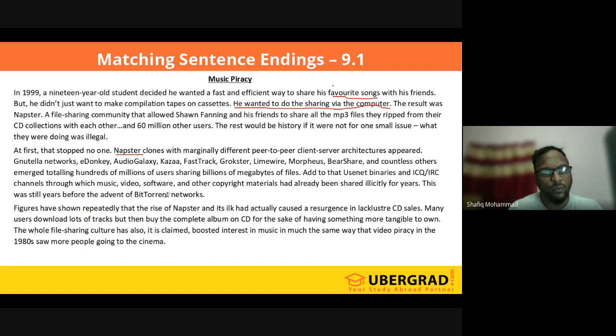CDs. No. But here also we have Napster. The popularity is the rise. So the rise of Napster is the popularity of Napster. Now we got the keyword and the resurgence of the CD sales. The name of the CD is lackluster CD sales. So resurgence means actually went up.